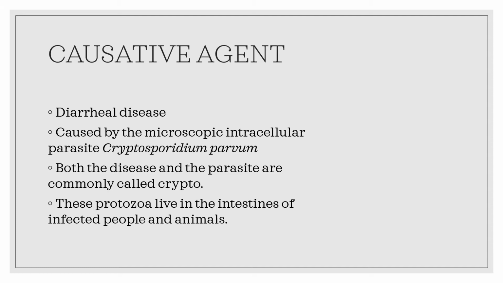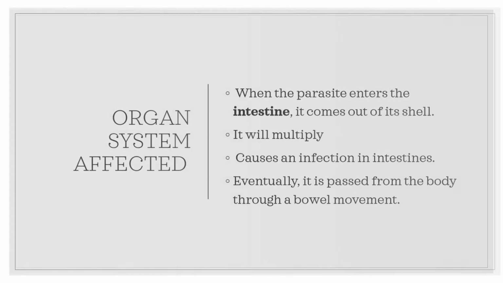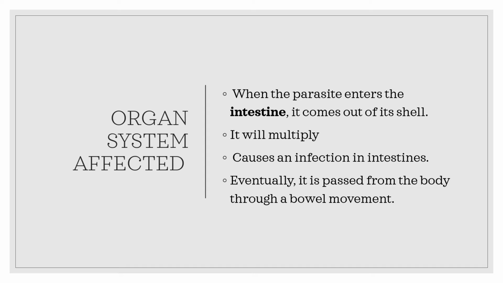These parasites also live in the intestines of infected people and animals, where they will multiply. So the organ system that is tremendously affected in this infection is the intestines. Cryptosporidium lives in the intestines of humans, and it is passed on to others through the stools of the infected. In one bowel movement, thousands and even millions of Cryptosporidium parasites can be released, therefore infecting other individuals or animals.